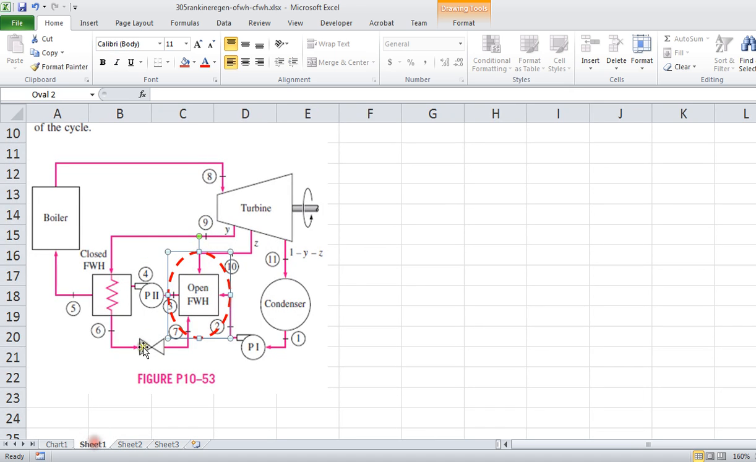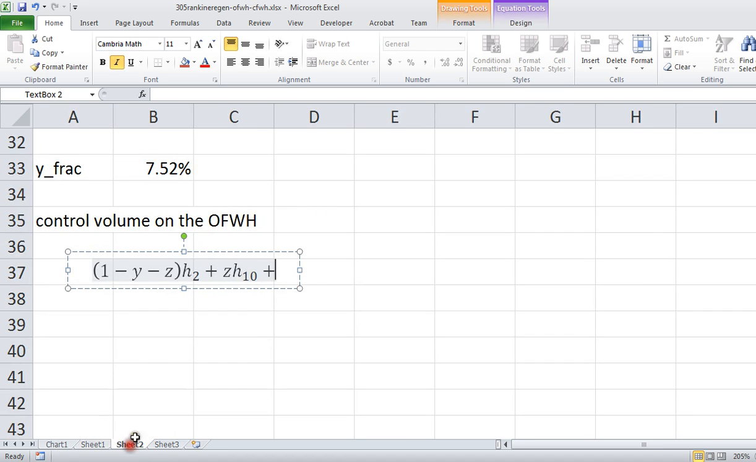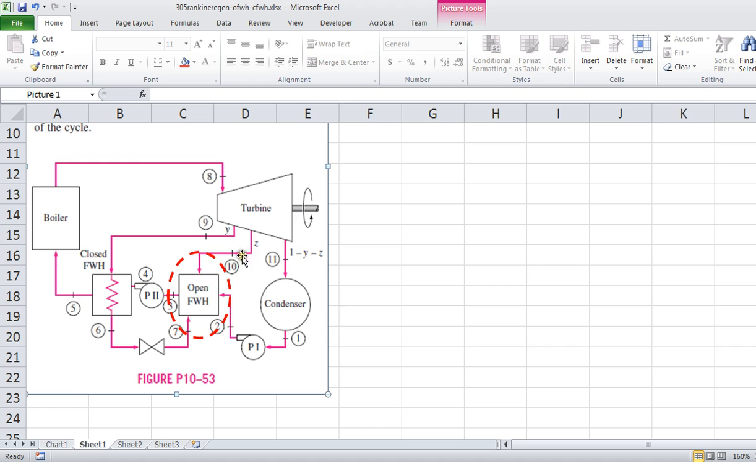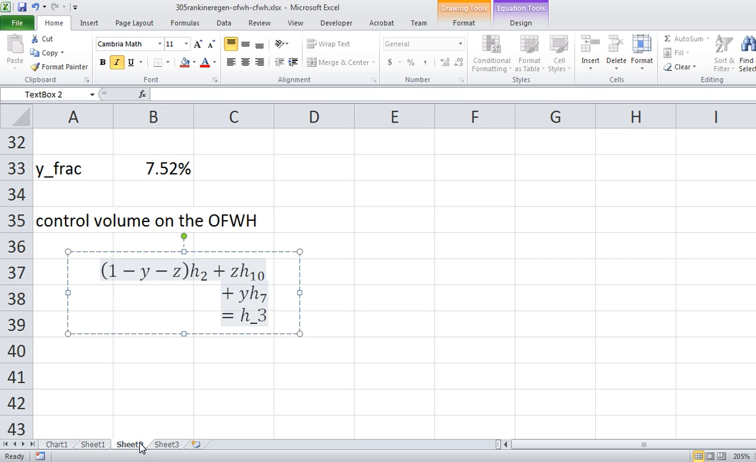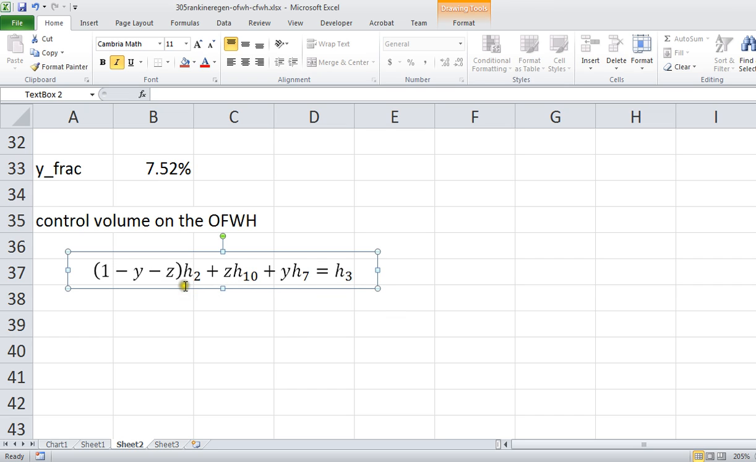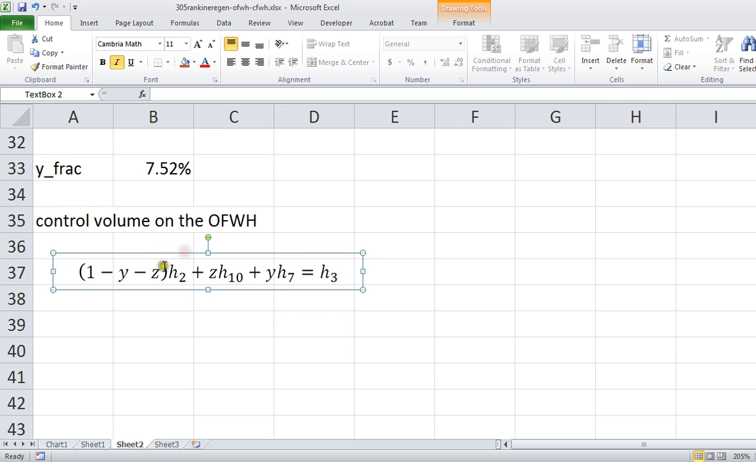Then what else is coming in there? Plus Y times H7. And that's got to all add up to be, because we've got 3 terms, it adds up to be H3 coming out there. So that's equal to H3. Okay, so that's our first law equation. So what we need to do is, we know Y, and we need to solve this for Z.